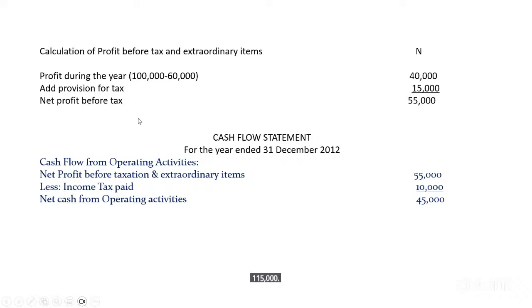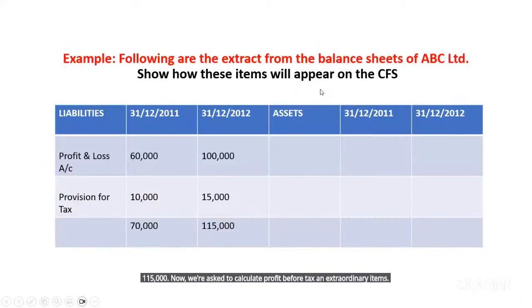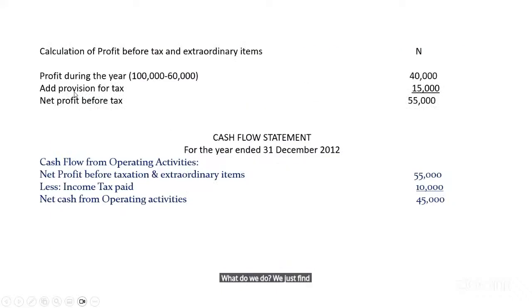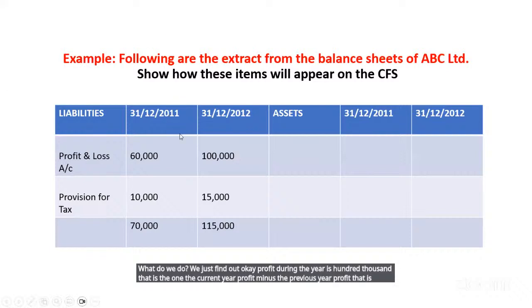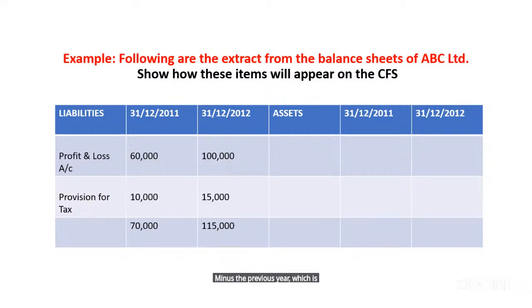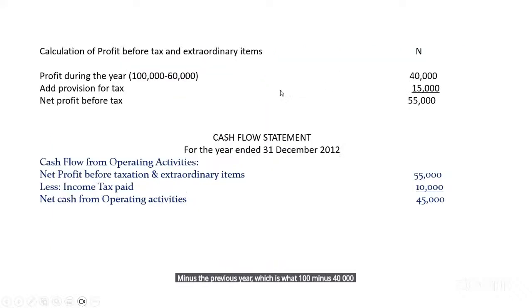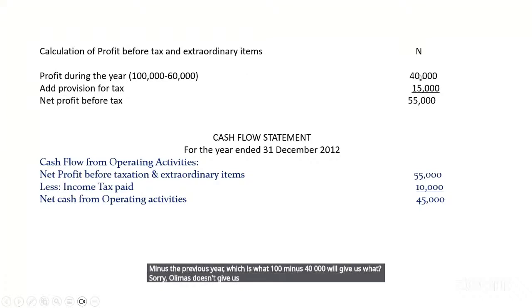Now, we're asked to calculate profit before tax and extraordinary items. So what do we do? We look at this one. This is the profit for 2011. This is the profit for 2012. We find out the profit during the year, which is the current year profit minus the previous year profit. That is 100,000 minus 60,000, which will give us 40,000 as the profit for the year.